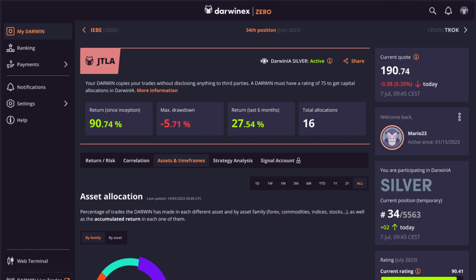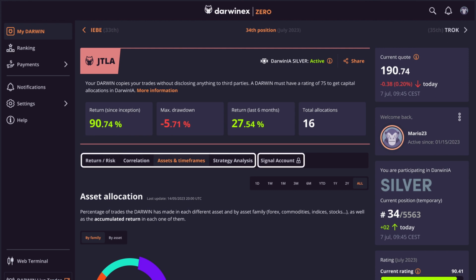As you're probably already aware, when you're in the Darwinex Zero platform, there's a difference between the metrics on the Signal Account tab compared with the other 4 tabs shown here. The Signal Account tab represents the raw results directly from your trading strategy. The other 4 tabs, however, provide metrics from the Darwin Index, which is based on the trades from your Signal Account, but after they've been risk adjusted.